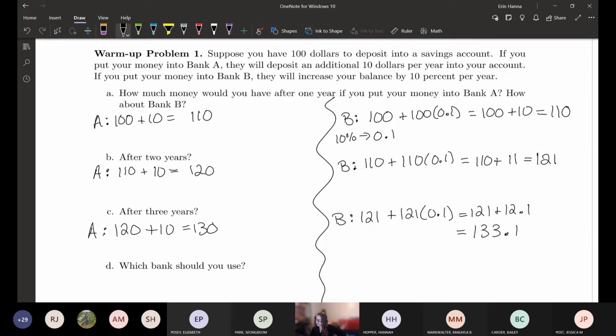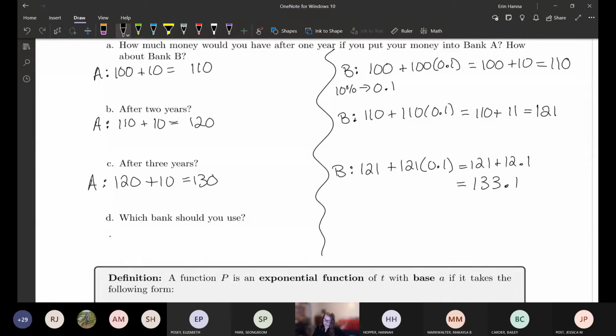So which bank should you use? Well, it looks like you should probably use bank B, because after the first year, you're getting more money. Now, at this point, it doesn't seem like a huge difference, but if you were to continue this on for many, many years, that difference would start to get much larger. Even just after 10 years, it would be a pretty decent difference. But the longer you put it in, the bigger that difference is going to become.